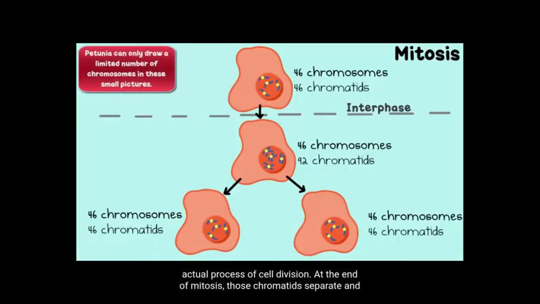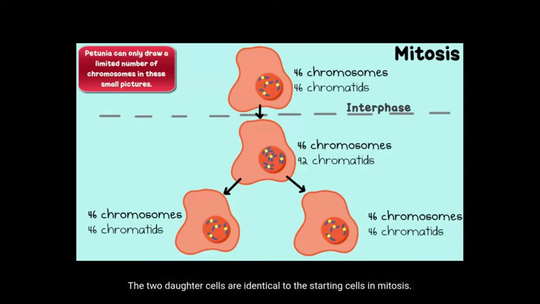So at the end of mitosis, those chromatids separate and you end up with 2 cells after mitosis that each have 46 chromosomes. Those chromosomes kind of look like little sticks in this picture. The 2 daughter cells, if you look, are identical to the starting cell in mitosis.